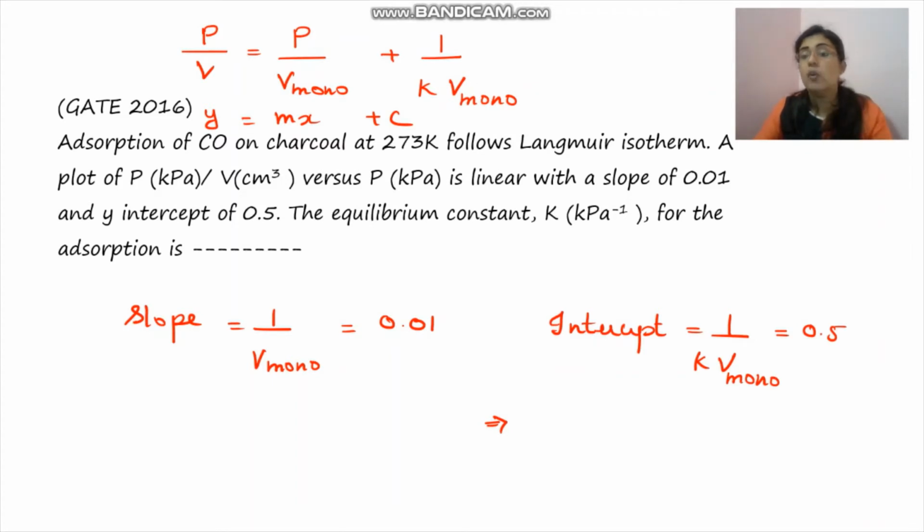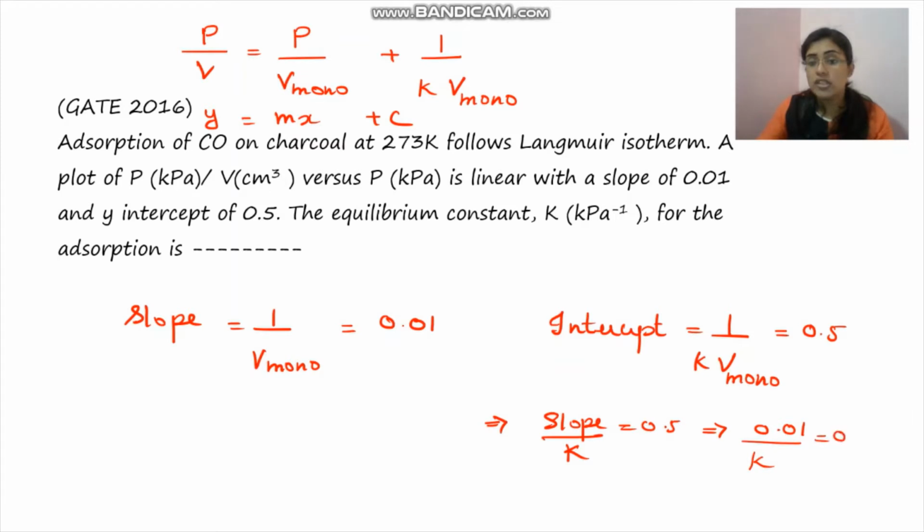This is the same as 1 by k V mono, which means the slope by k equals 0.5. Substituting my slope value, 0.01 by k equals 0.5, and upon rearranging, my k value comes out to be 0.02. This is the k value that I get, that is 0.01 by 0.5. So for this question the answer is 0.02. This is the right answer for this question.